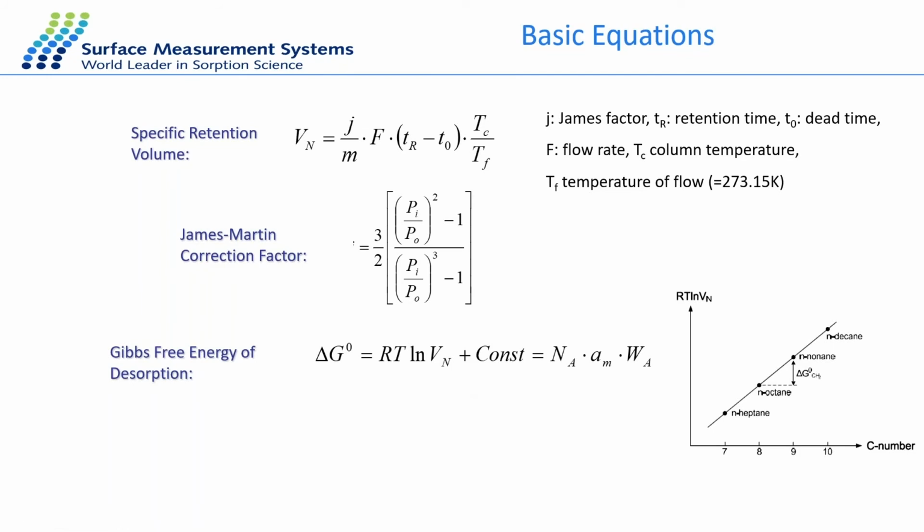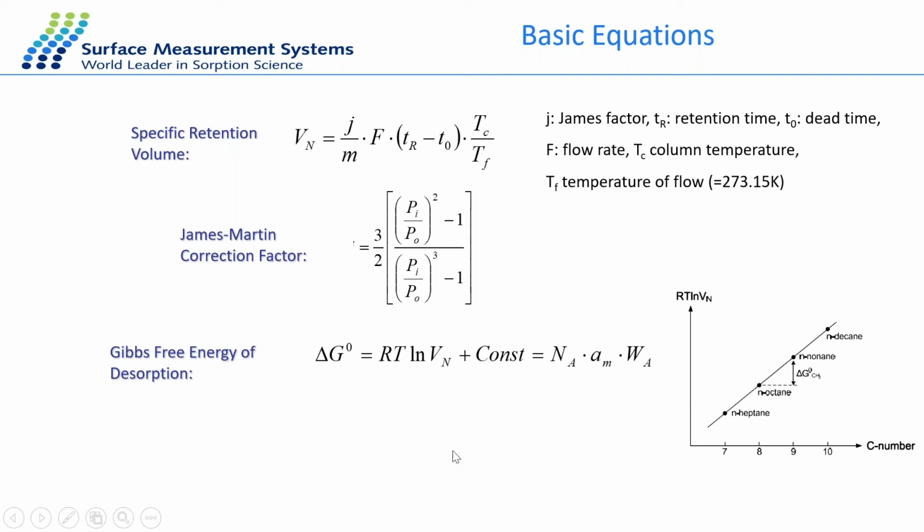So how do we determine the surface energy from the retention parameters? What we measure is the retention time of the probes. And we also use an inert gas, methane, to determine the dead time of the system. So from the retention time and some other measurement parameters like flow rate, temperature, sample mass, and the column pressure drop, we determine the specific retention volume.